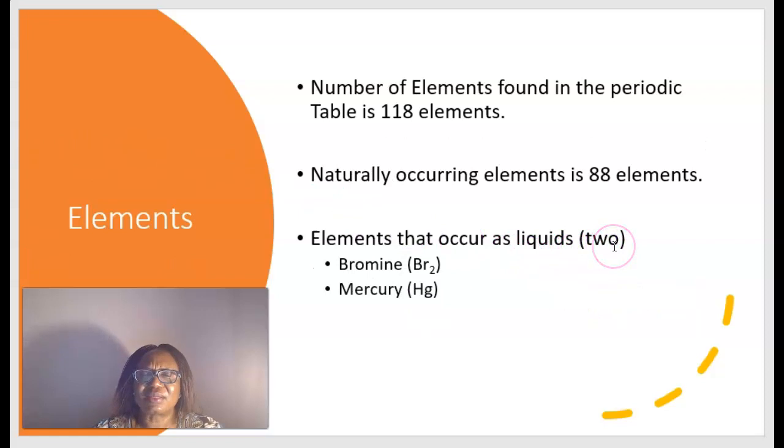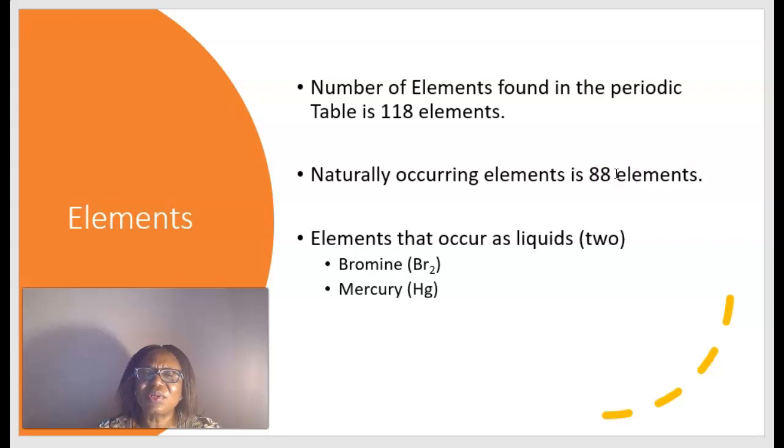So elements are arranged in a periodic table. And on the periodic table, there are 118 elements which have been discovered presently. But out of these 118 elements, only 88 occur naturally. It means all the other ones have been synthesized in the lab or produced through radioactive processes, so they are not stable.